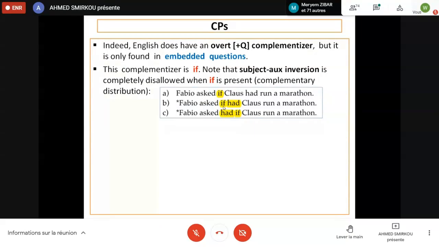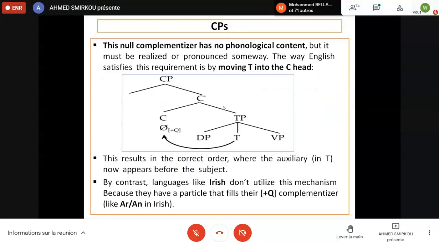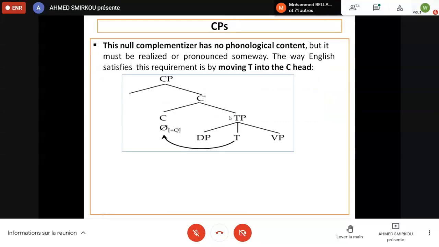So who is clever enough to answer this question? Who can try? May I? Okay, Khadija, think of the tree. Why can't we use subject-aux inversion? In fact, I have another explanation. There is a conditional that starts with "had I", for example, or "had you". So we may mix things if we make subject-aux inversion here. Okay, no problem. We are talking about syntax, okay?